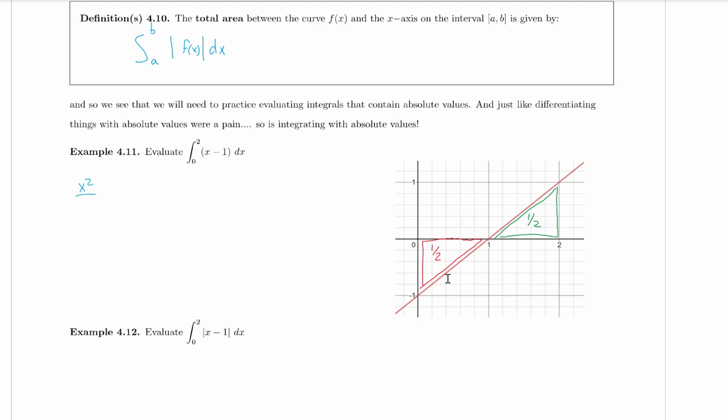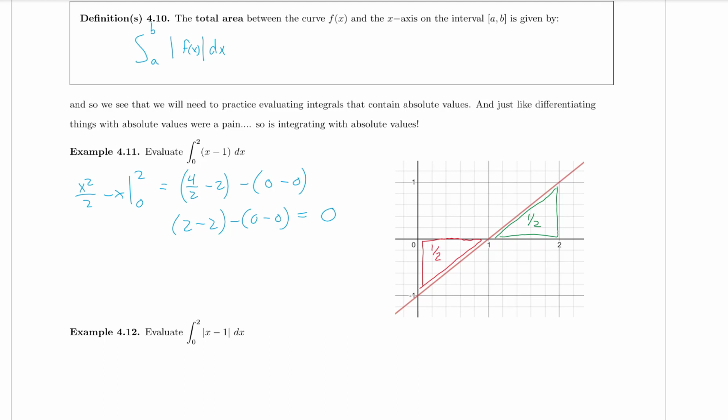We can see that when we do the antiderivative. We get x squared over 2 minus x, and we're going to evaluate that from 0 to 2. Now when we plug in a 2, we get 4 over 2 minus 2, and when we plug in a 0, we get 0 minus 0. And so in total, we have 2 minus 2 minus 0 minus 0, and if we do that subtraction, we just get a 0 there.